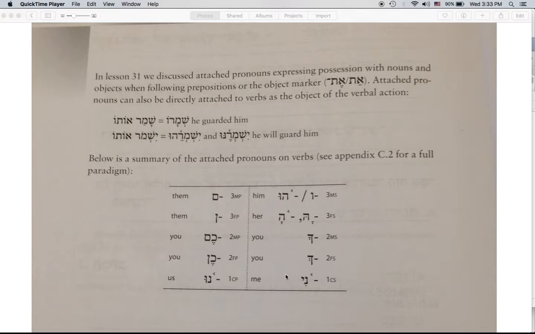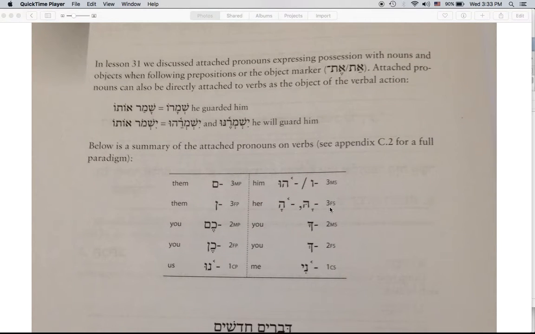The singular on the right and the plural on the left. So it can either be just simply vav for the third masculine singular, or hu, just depending on what it is being attached to. The third feminine singular can be spelled ah or ha. Notice that there's a dagesh in the hey here to distinguish it from the cohortative, which we learned in lesson 39. This is ah, and this is ha.